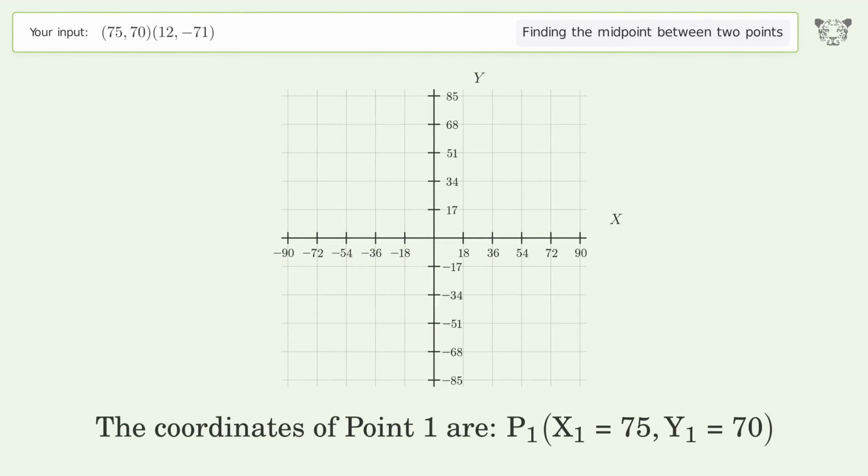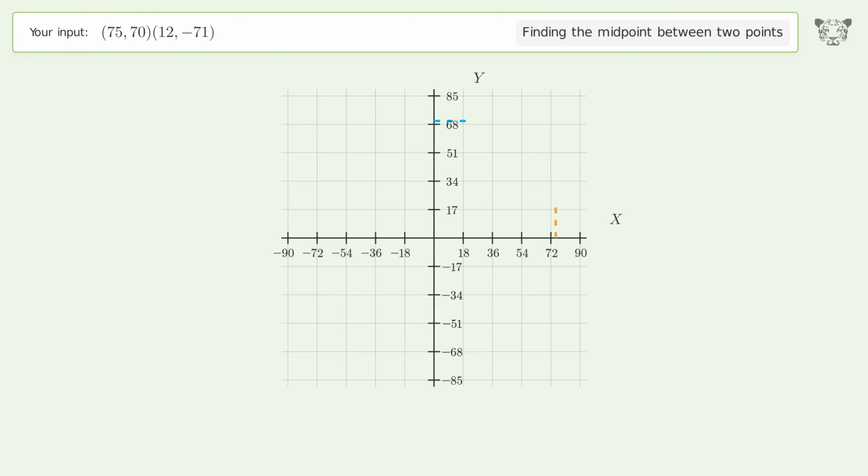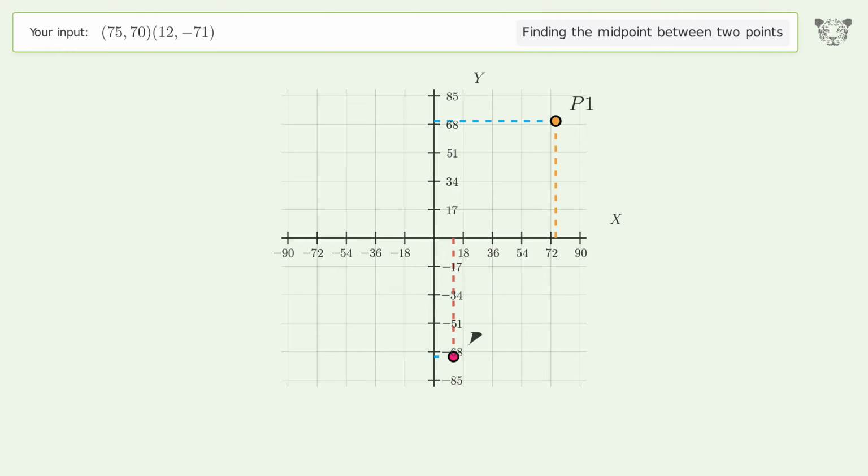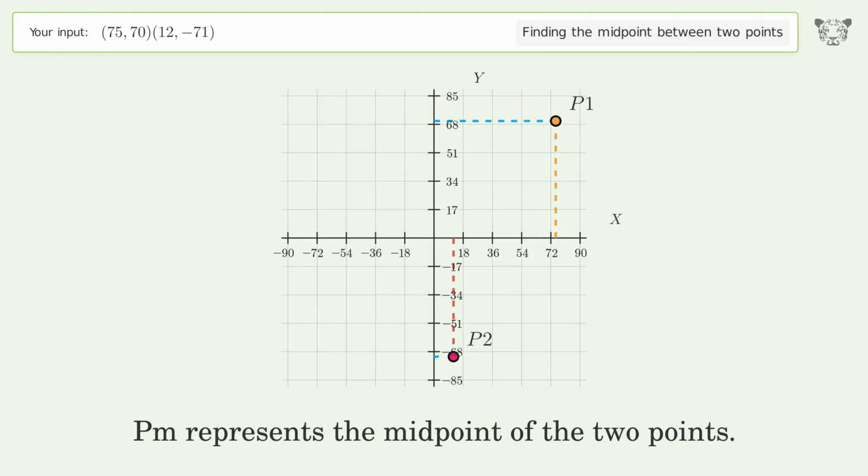The coordinates of point 1 are, x1 equals 75, y1 equals 70. The coordinates of point 2 are, x2 equals 12, y2 equals negative 71. PM represents the midpoint of the 2 points.